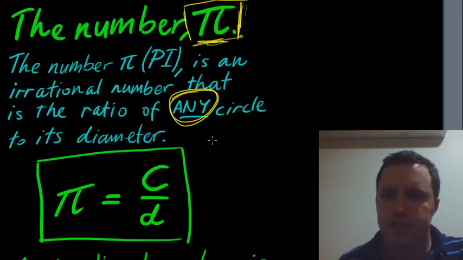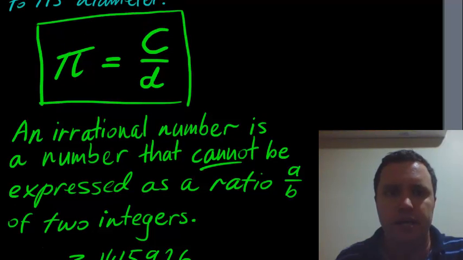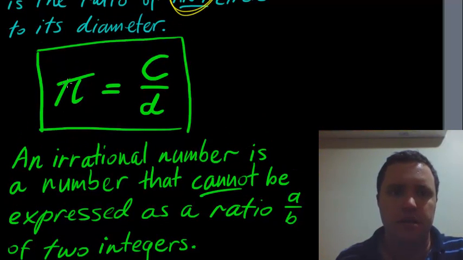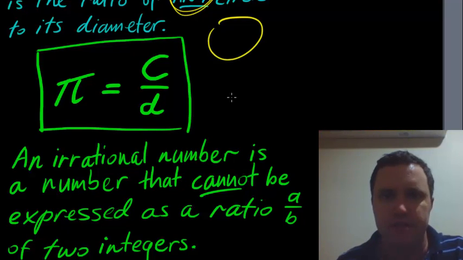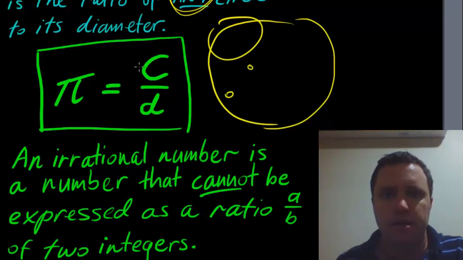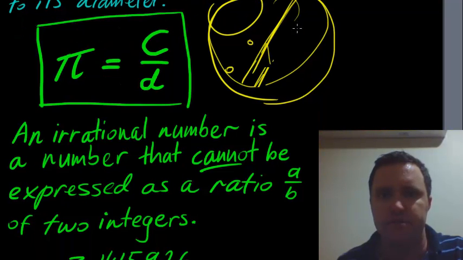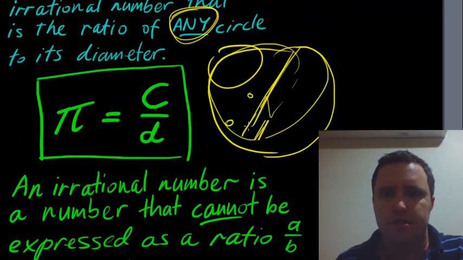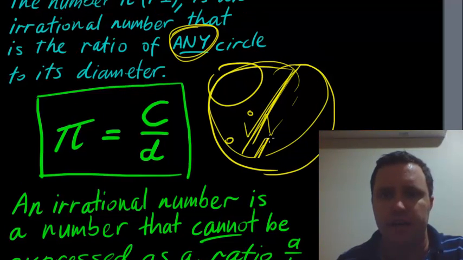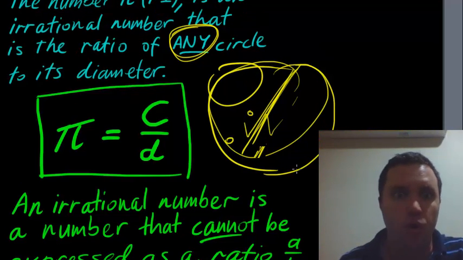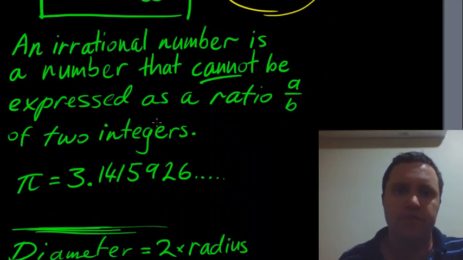Okay, so if we just scroll down here, pi is equal to the circumference of a circle divided by its diameter. Any circle. Doesn't matter if it's this big or this big or this big. It will be the circumference divided by the diameter, which is the length that goes across it. That is pi. The circumference divided by the diameter always comes out with pi for any circle. Okay? So let's talk about this irrational number thing.